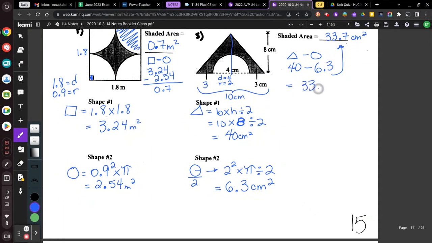So 33.7 centimeters squared. Check your work. Make sure you're writing down all of your answers with your units. We've got 4 last objects, and then we're done with this lesson. It was a very giant lesson finding the shaded area.